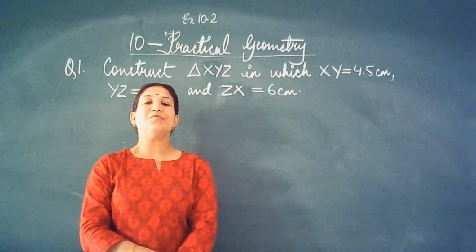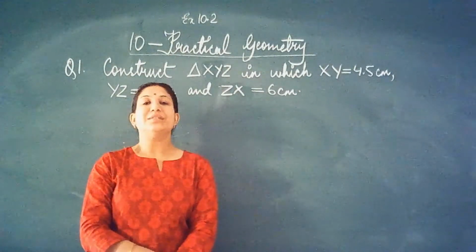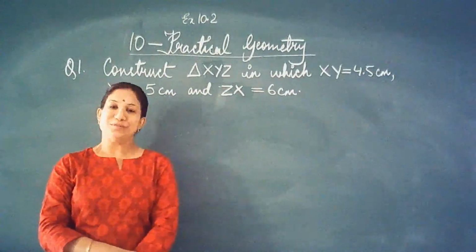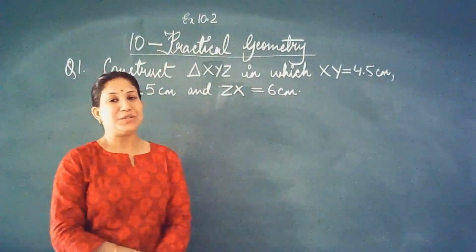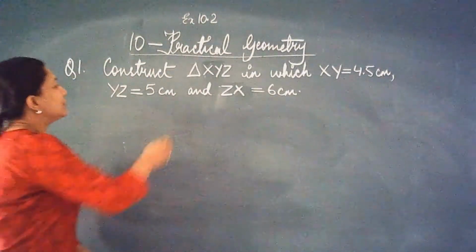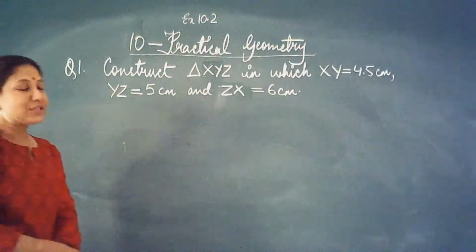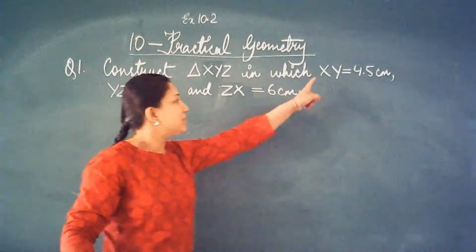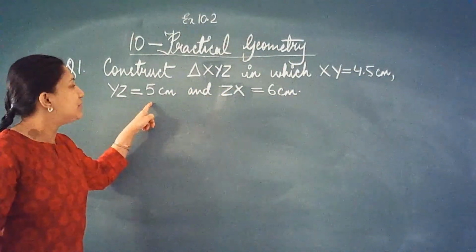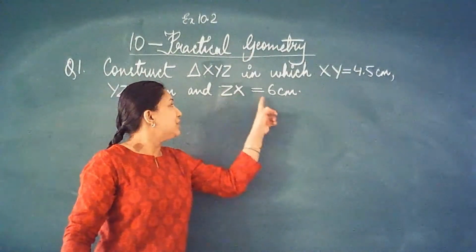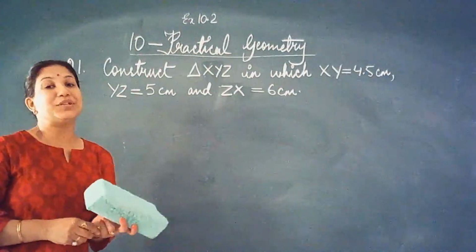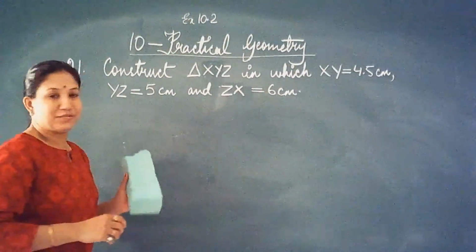These questions we are taking from NCERT Mathematics for class 7 and here we are going to discuss exercise 10.2. Let us see the first question of this exercise. Here the question is: construct a triangle XYZ in which the line segment XY measures 4.5 centimeters, YZ is 5 centimeters and the third side ZX is 6 centimeters. So here the question is to construct a triangle XYZ.